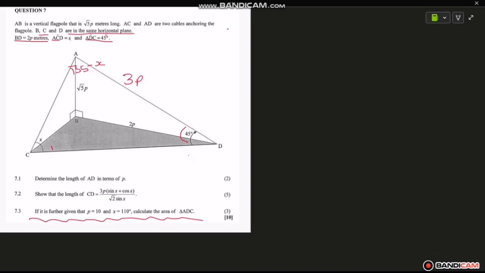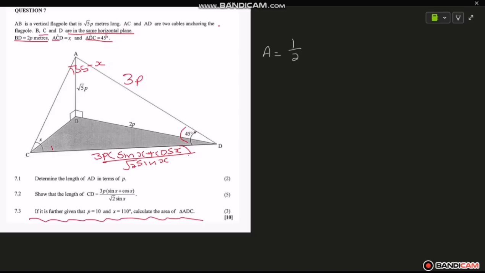Okay, it is further given that P equals 10 and X equals 110. Calculate the area of triangle ADC. So we are given all these other values, sides and angles, to determine the area of triangle ADC. So we have CD as 3p open bracket sine x plus cos x over root 2 sine x.